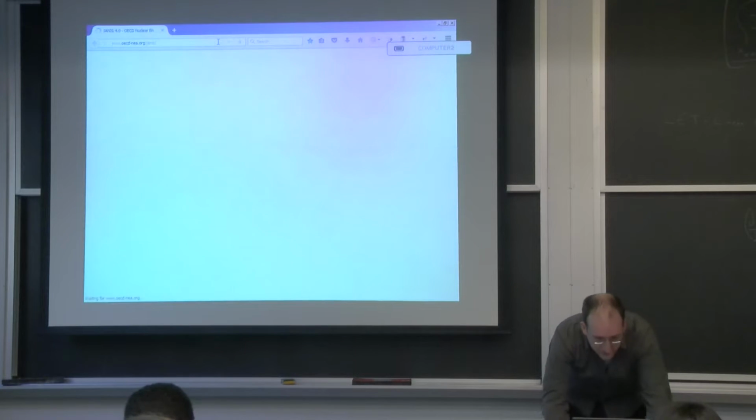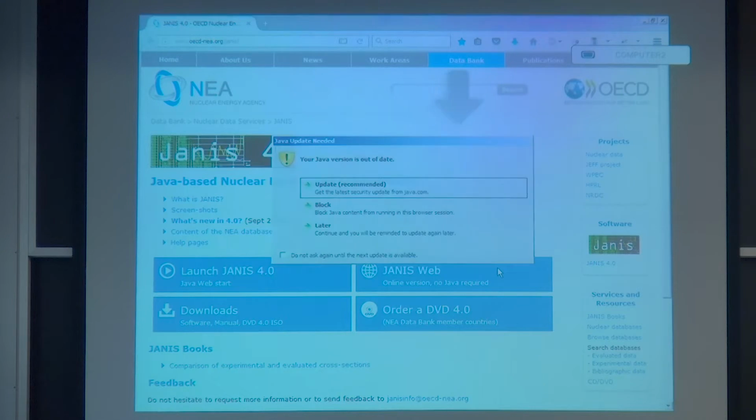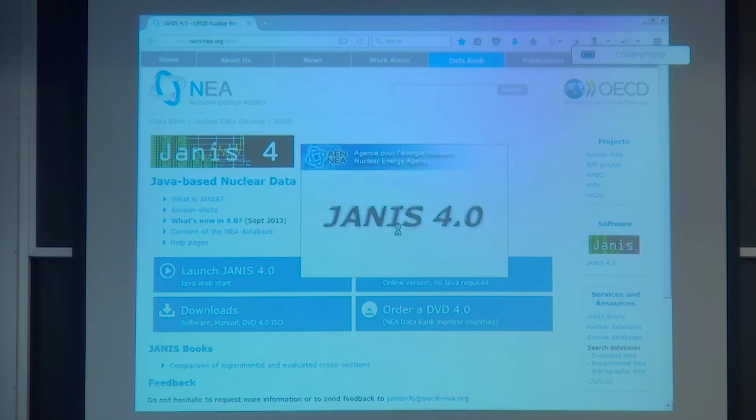Let's look at any old cross section for, let's say, neutron scattering and, I don't know, oxygen. We've looked at hydrogen enough already. Cool. You can see that.